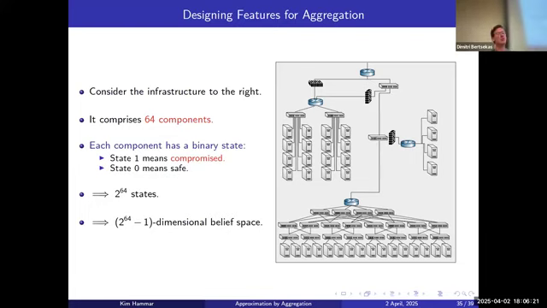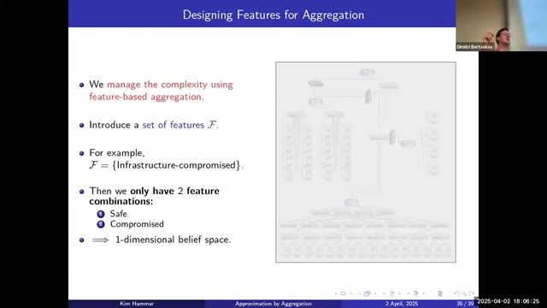And let's look at the simplest possible feature for the problem. And that could be that we just introduce one feature that says, is the whole infrastructure compromised or not? So we basically treat the infrastructure just as a black box. Is it compromised or is it not? And we don't really pay attention to which components are compromised. So that would be a very coarse-grained feature aggregation. And then your belief space will be very, very simple, just one-dimensional.